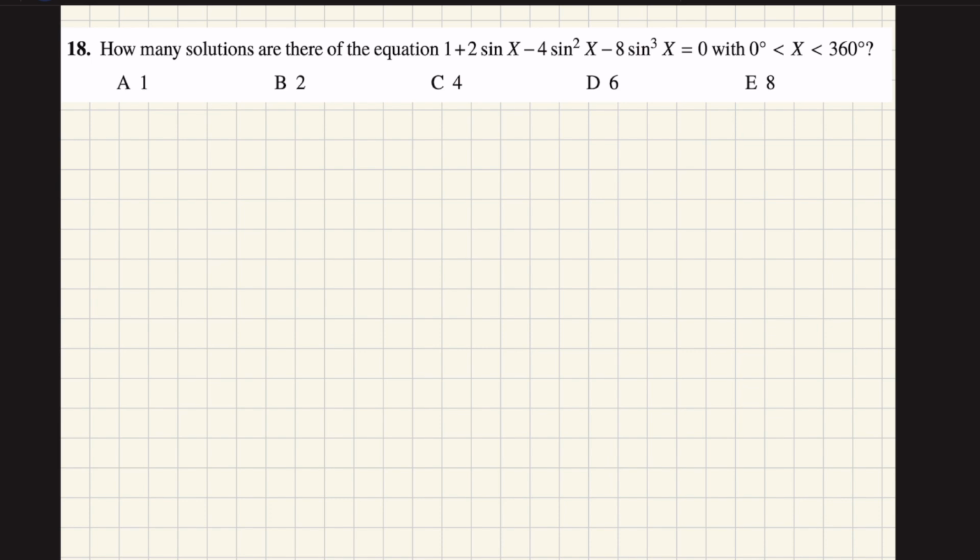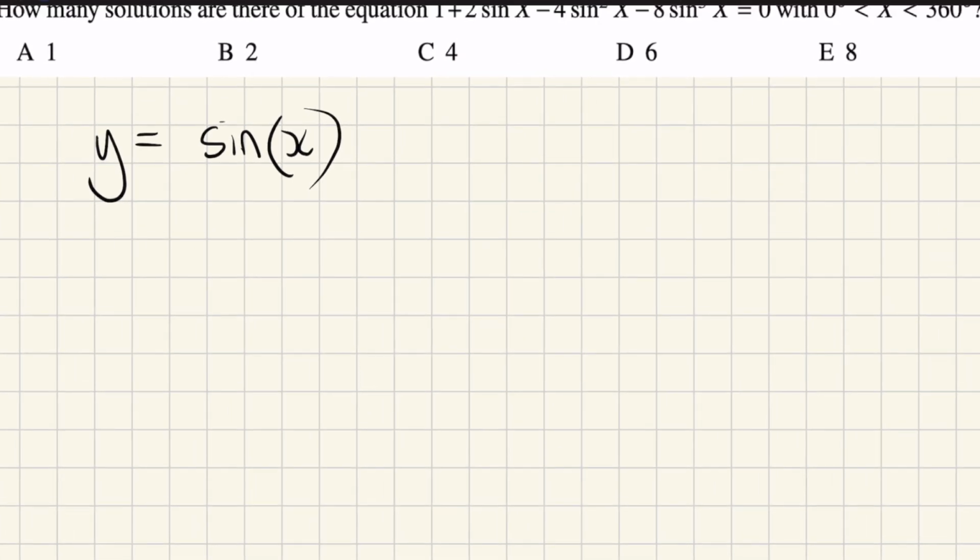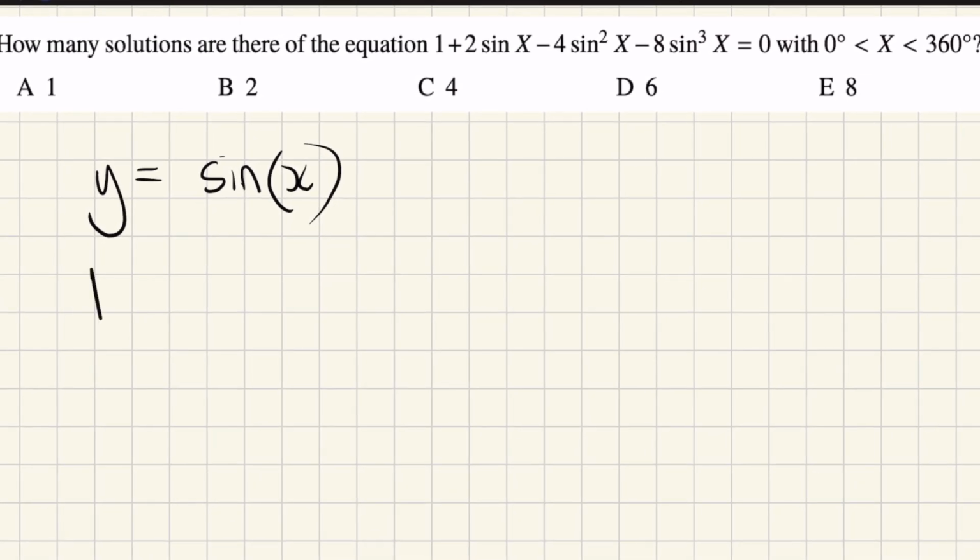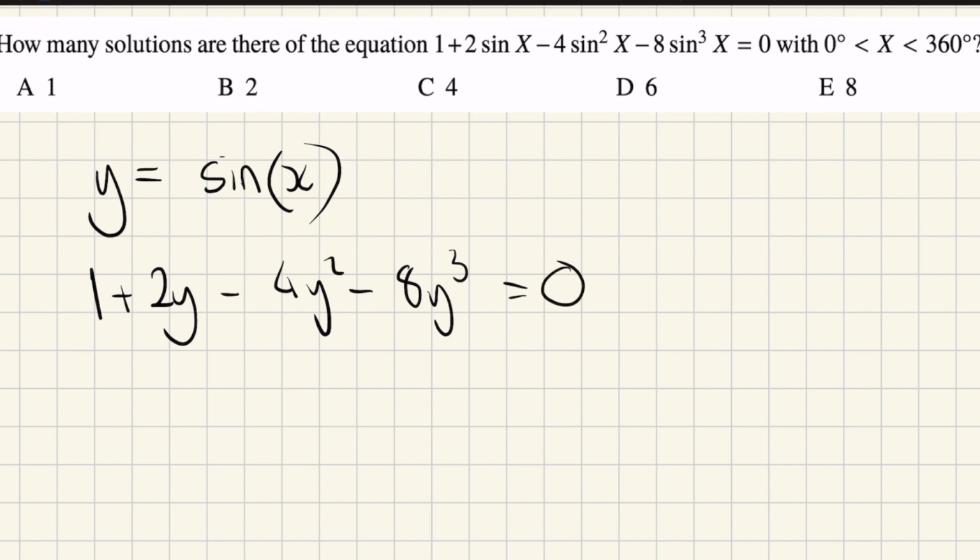Now, whenever you get a problem that involves trig and some sort of other bit of algebra, I often actually relax, because it's usually just a way of trying to throw the student off, but the underlying problem is usually quite straightforward. So the simplest way is usually just to replace the trig term with a substitution. I'm just going to say that y equals sine x, and then we're going to see what happens when we substitute this in. So let's have a look. You get 1 plus 2y minus 4y squared minus 8y cubed all equals 0.